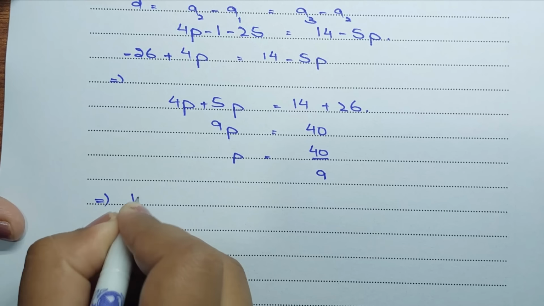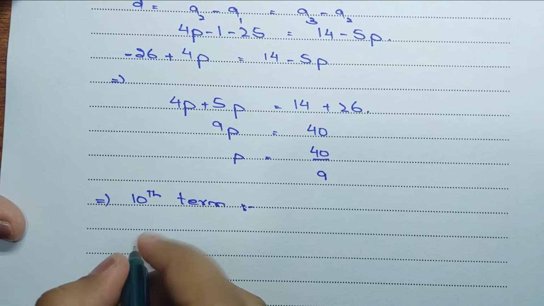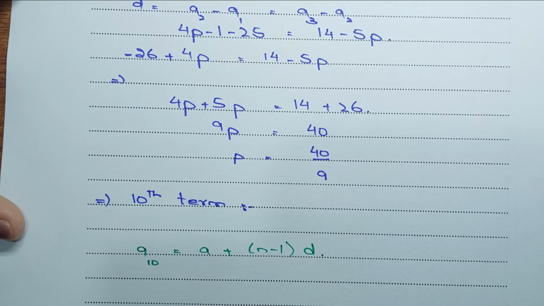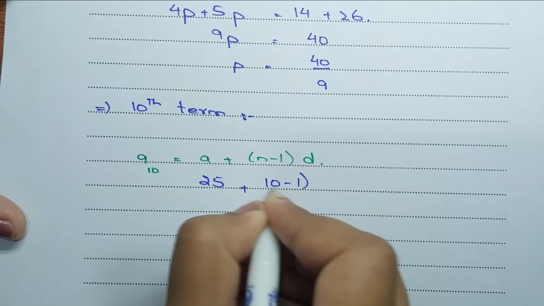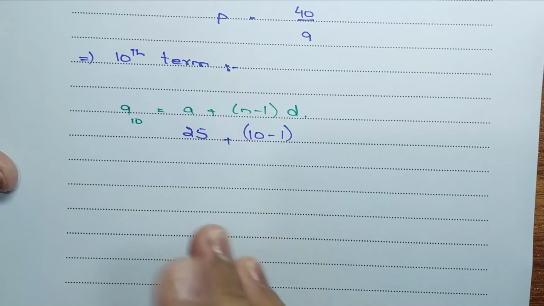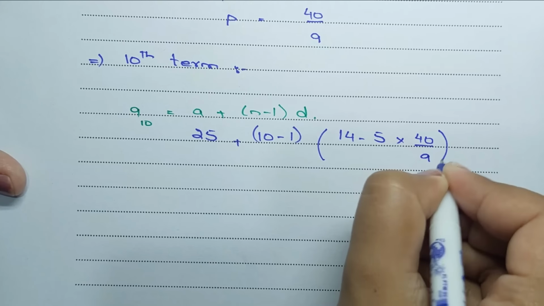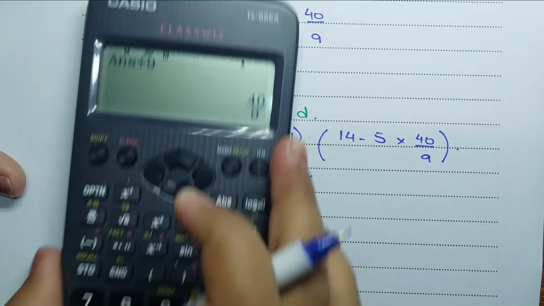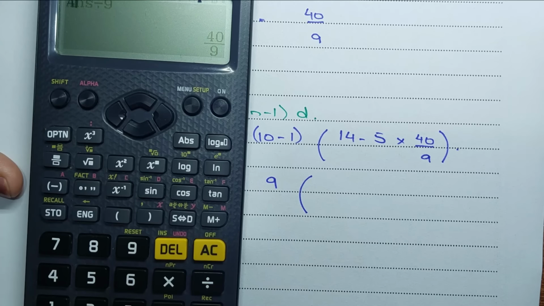So the 10th term, a10, is equal to a plus n minus 1 into d. This is the formula for the terms. A is the first term, which is 25. N is 10 minus 1. And what is d? This is d, 14 minus 5p. D is 14 minus 5 into p, which is 40 over 9. So the 10th term is 25 plus 9 into 14 minus 5p. Okay, 40 times 5.